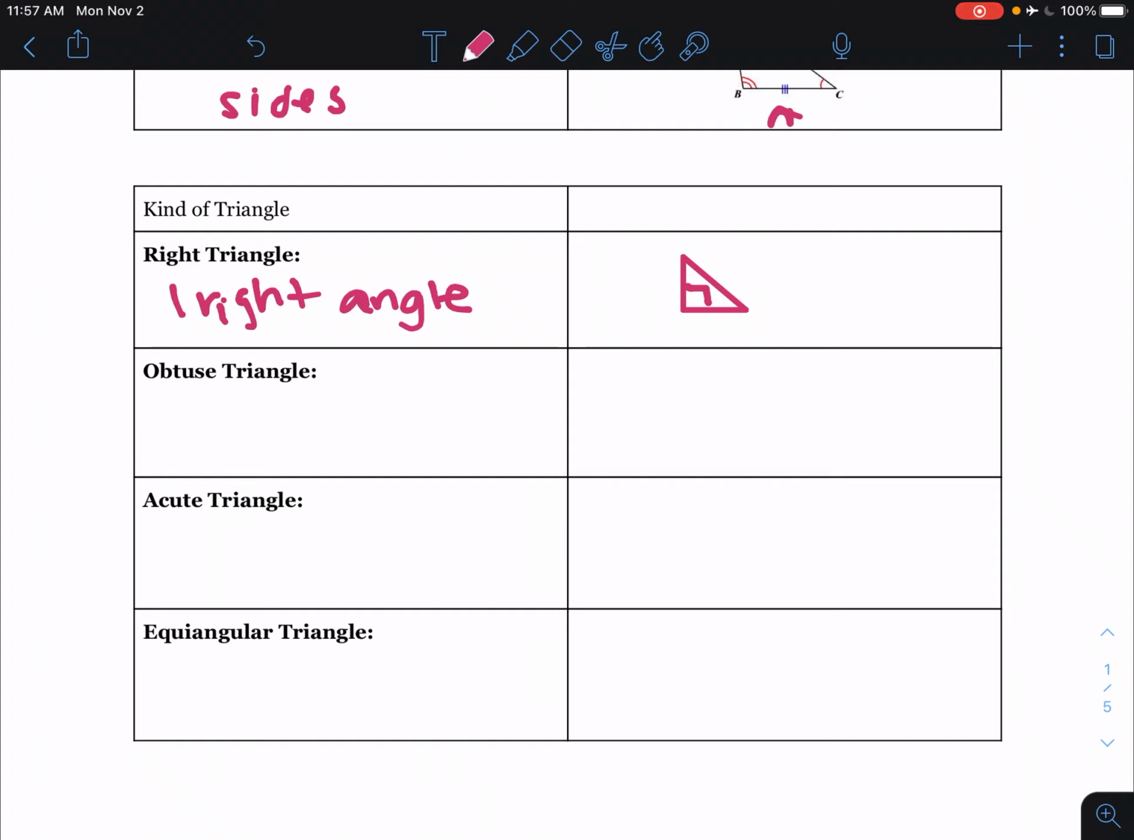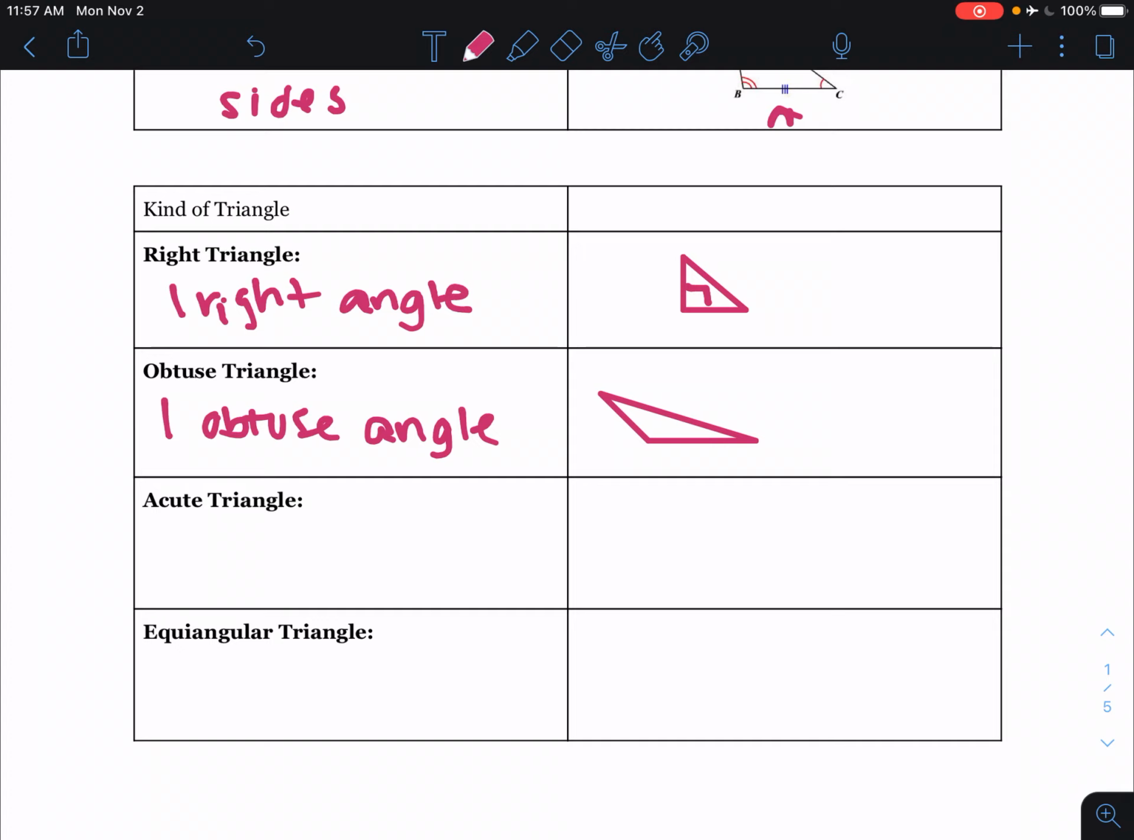The next kind of triangle is an obtuse triangle, and that has one obtuse angle. It's going to look something like this, like a wide mouth. And they'll be connected. There we go. An obtuse angle. And just so you know, since it has one obtuse angle, the other two angles will be acute. So you're really just looking for that one obtuse angle.